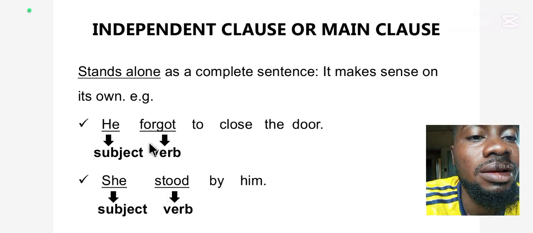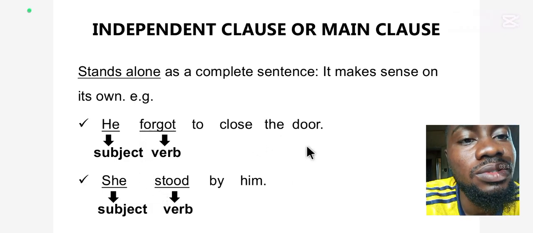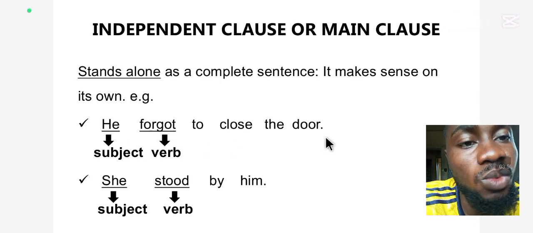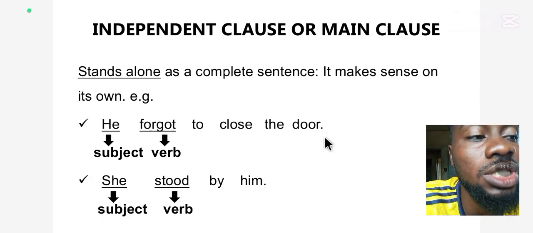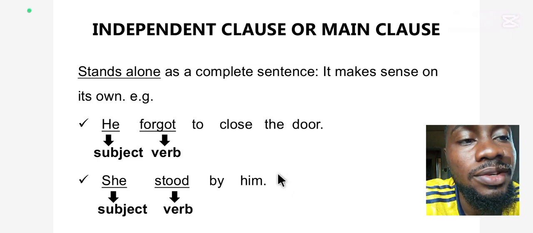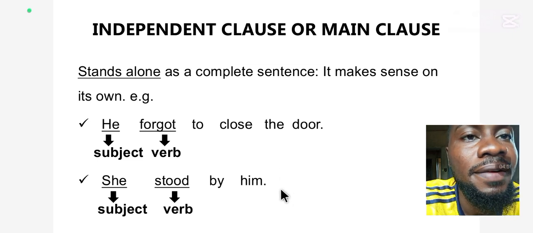These are independent or main clauses. They are not dependent. They make sense. He forgot to close the door makes sense without any further sentence or statement, and it contains a subject and a verb. She stood by him. It makes sense on its own. It does not need any additional sentence to make sense. So these are independent clauses.